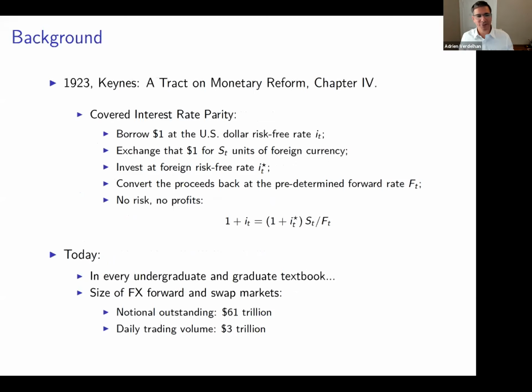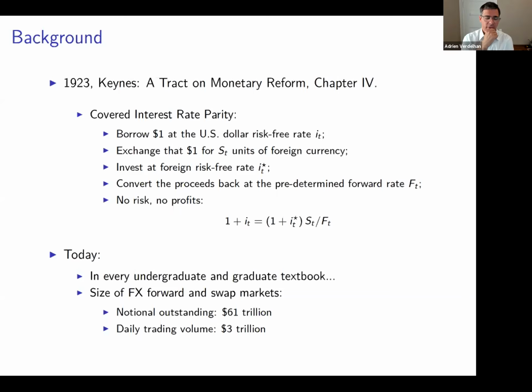It goes back not to 1740 this time, but to 1923. It's Keynes, in the Tract on Monetary Reform, who explained to the world what a forward rate is. And it's an explanation that is so clear and so beautiful. It's now in every textbook. So I'm just going to go over it if you've not seen it before. It's the story behind the covered interest rate parity.